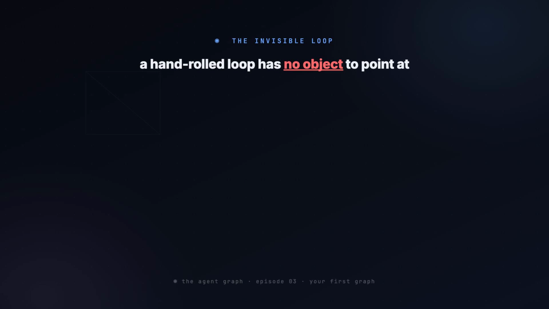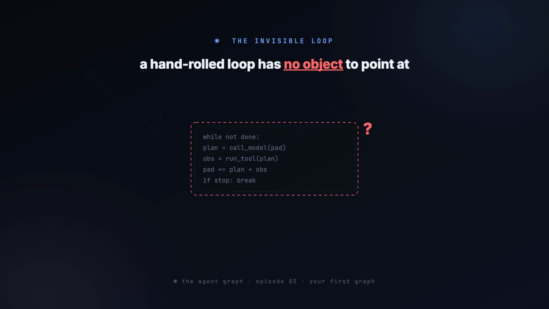Here is the loop from last episode: a while block calling the model, appending to a scratchpad, deciding whether to continue. It works, but it's invisible. There is no object you can point at and say, that's my agent. The structure lives only in your head.